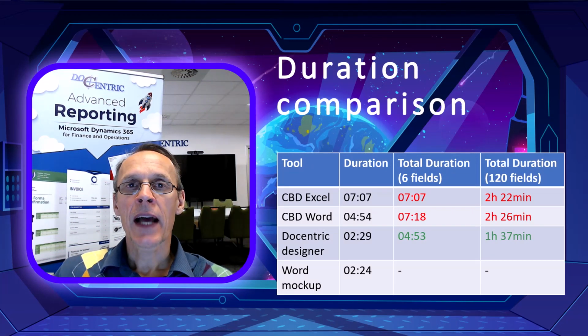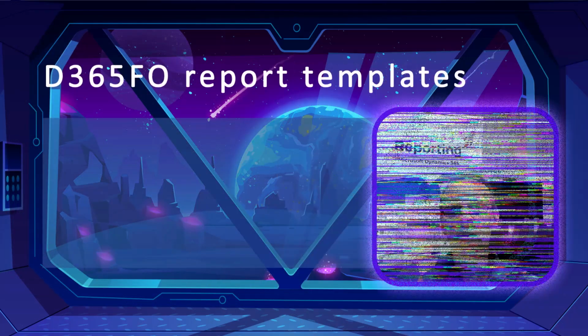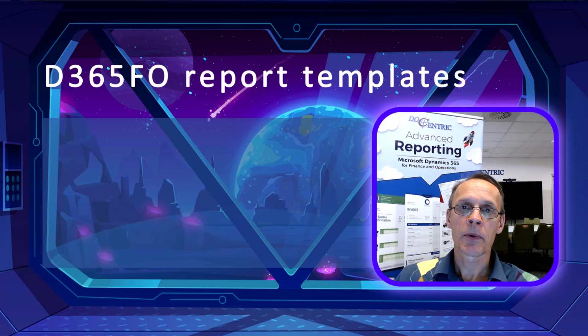We see the total time needed to create these three types of templates from scratch and to configure F&O to use them. The difference is obvious, and that is only based on 6 fields. Imagine you are dealing with approximately 100 fields, so multiply these times by a factor of 20. And these are some final thoughts on the best approach for F&O report templates.